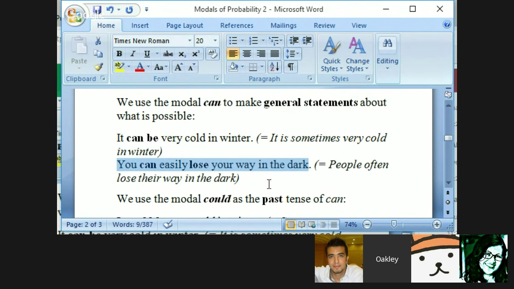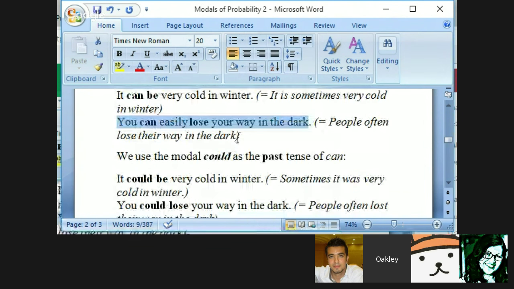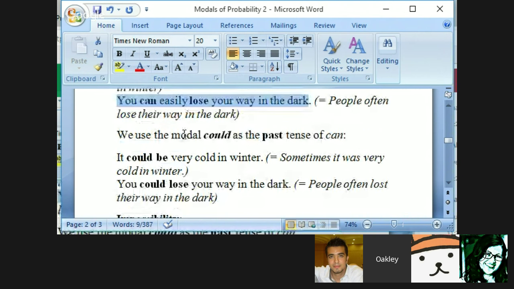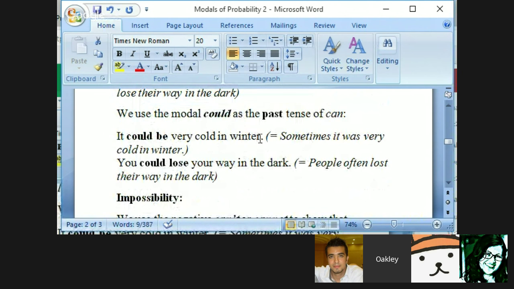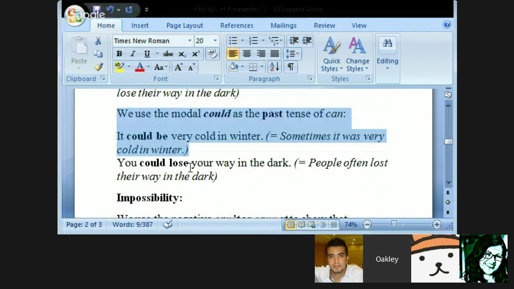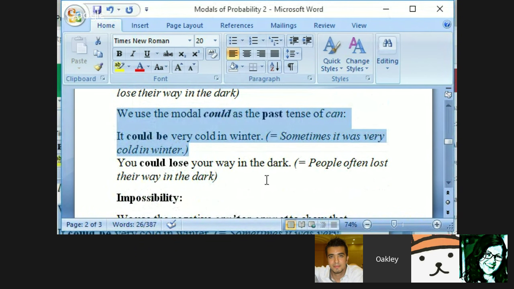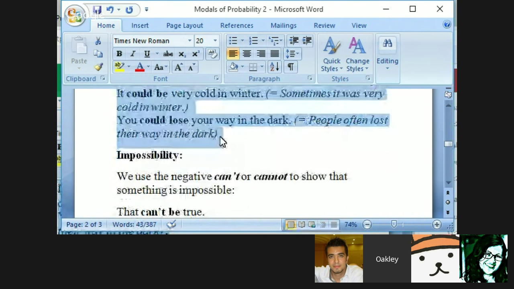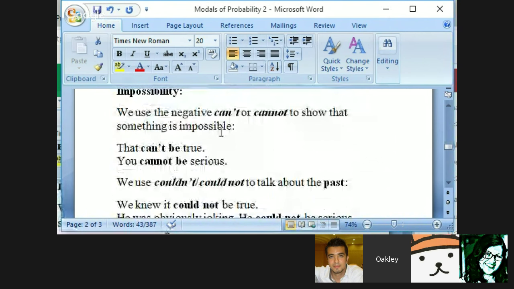All right. Again, we rarely use this unless we're making very general statements. Okay. And in this usage, could is the past tense of can. It could be very cold in the winter. It was cold. All right. You could lose your way in the dark. All right. Again, that's past possibility, and we'll talk about that more.